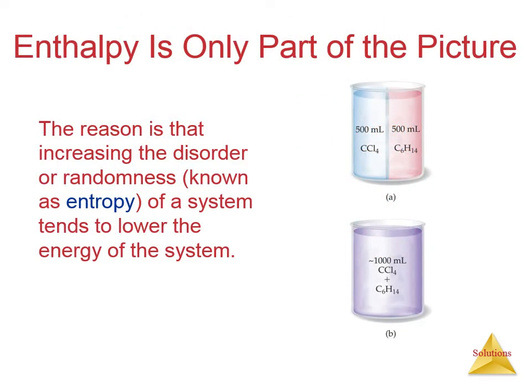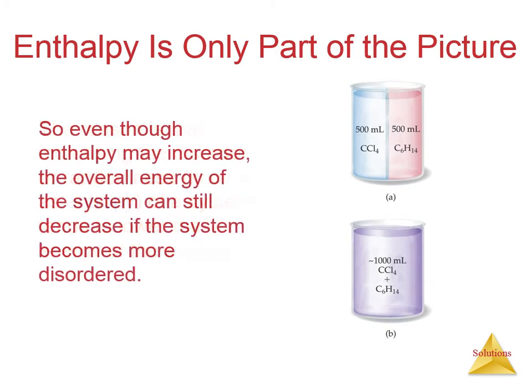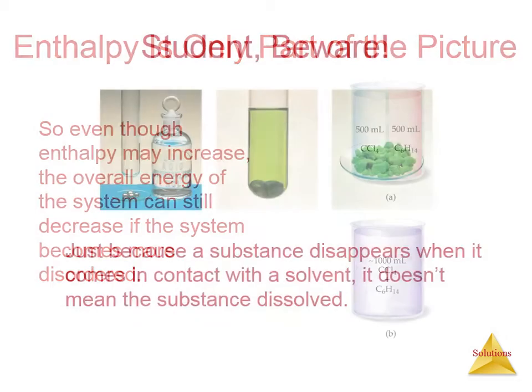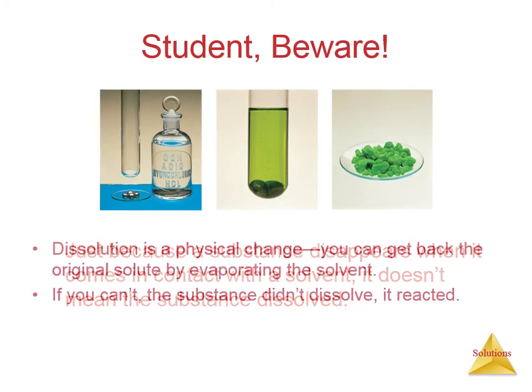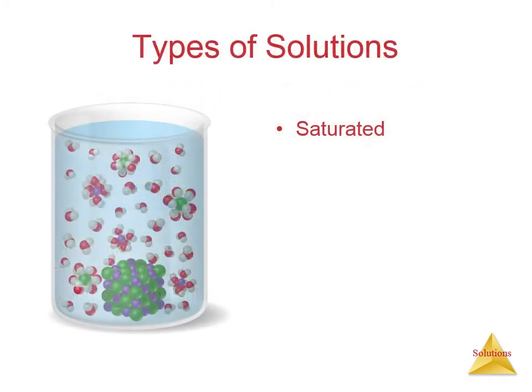So enthalpy, the heat exchange, is only part of it. We have to also remember that entropy can either require or give back energy, depending on if it's becoming more or less ordered. And you spend a lot of time talking about that in Chem 152. All right, just because a substance makes a homogeneous solution does not mean that it reacted. If you can get the substance back by simply evaporating the solution, then it's not a chemical change that's occurred. That's what this slide is about. Just keep in mind chemical changes are different.